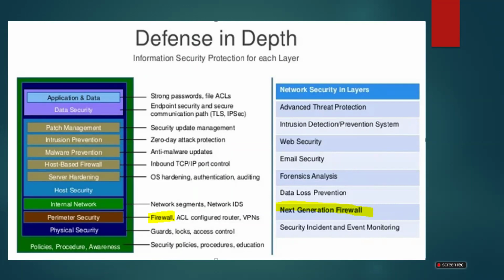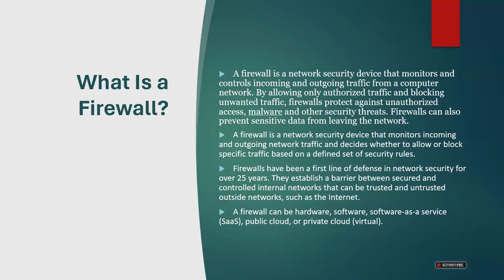What kind of network security layer? We can protect with advanced threat protection, IDS. We will discuss the IDS also here. And web security, email security, forensic analysis, data loss prevention, next generation firewall. We will discuss it. So first we need to know what a firewall is.